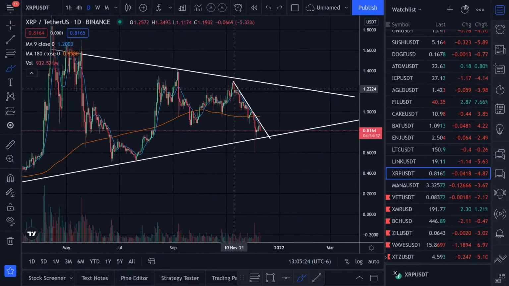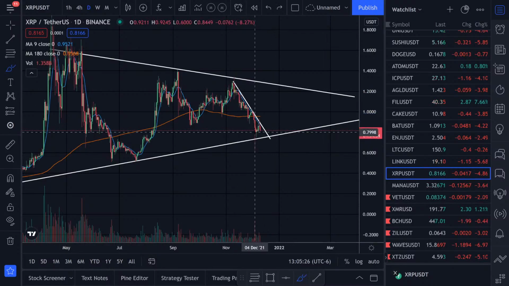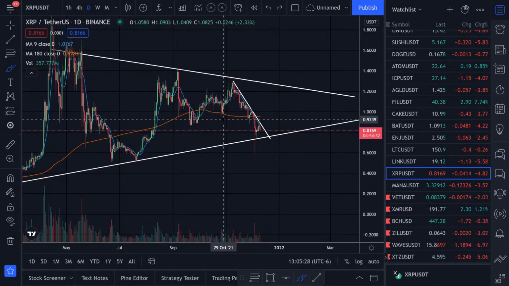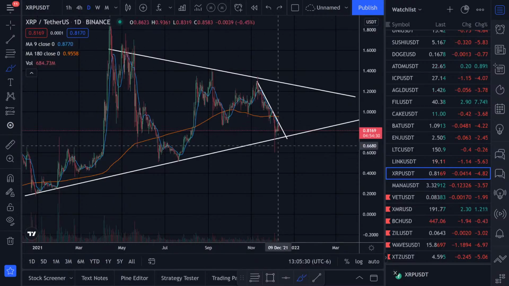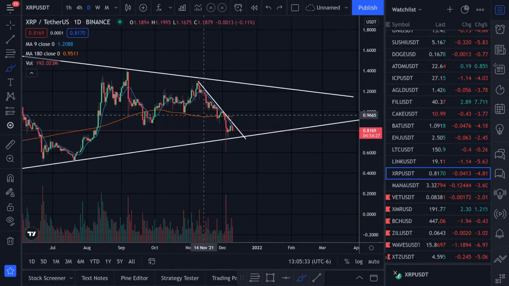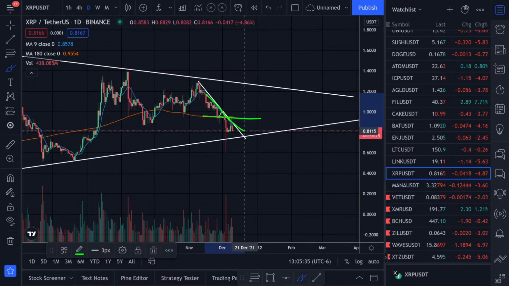So I'm just saying, looks like we're in a downtrend right now. If we break that, then that'll be a signal. The other thing I was going to say, it looks like we broke below the 180 moving average and the 9 moving average right now.